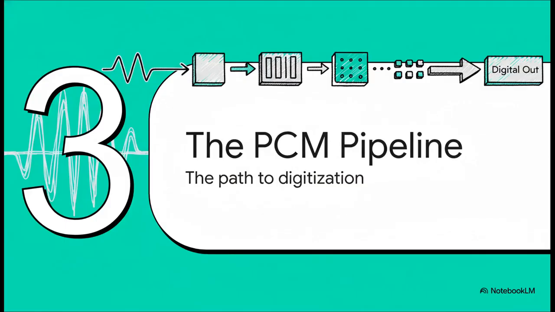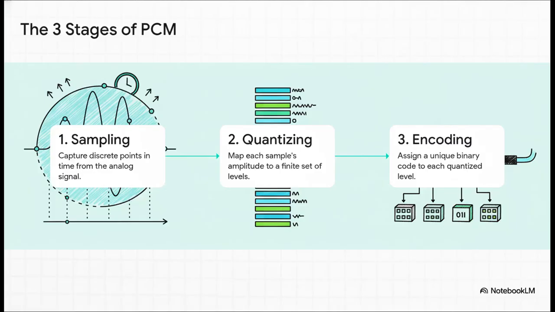Now, pulse modulation is clever, but it's not truly digital. The values are still continuous, they're still analog. To get to pure binary, we need the industry-standard workhorse, pulse code modulation, PCM. This is the complete system you'll find at the heart of pretty much everything, from WAV files and CDs to modern digital phone calls. I want you to think of PCM as a 3-stage assembly line.